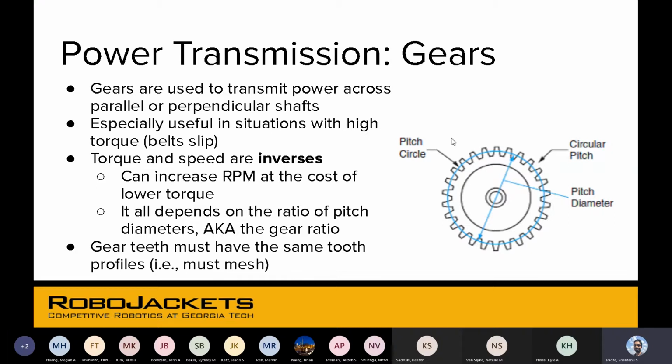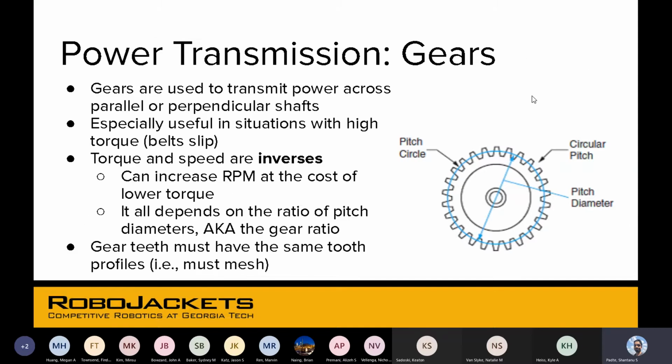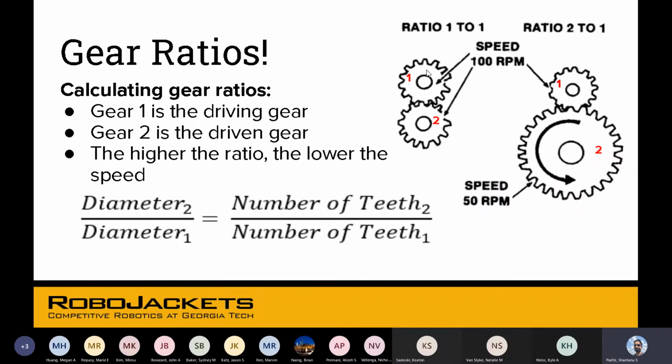Or you can connect 2 gears side by side to each other, such as over here. In order for 2 gears to connect, they should have the same tooth profiles, as in the teeth must mesh. And so then you'll usually have 1 gear that's driving and 1 gear that's being driven. So in this case, the first gear is driving, like that's where the motor is connected, and the second gear is where your output is, like maybe that's where the weapon is or whatever you're trying to move.